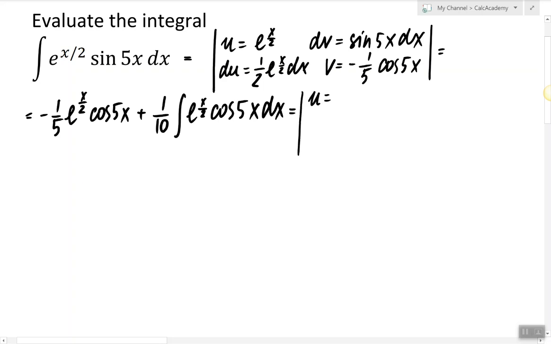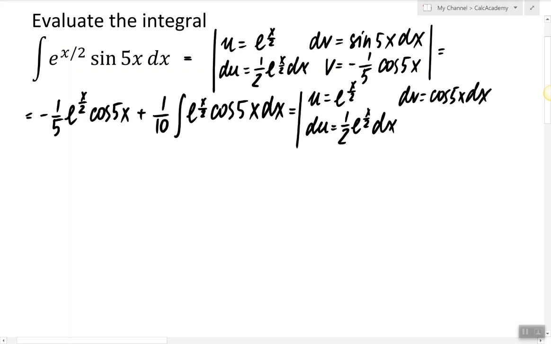The choice of u is the same as before, so u equals e to the x over 2. Therefore, du will be 1/2 e to the x over 2 dx. dv is cosine 5x dx, thus v is equal to 1/5 sine of 5x.